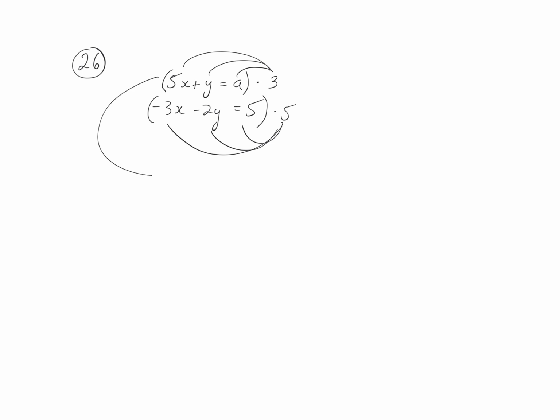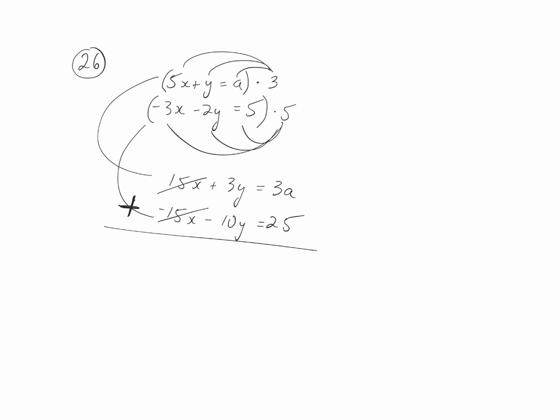And so for the first equation I get 15x plus 3y is equal to 3a. And for the next equation I get negative 15x minus 10y is equal to 25. I think the answer will be A because it's the only one that has a 25 in it. When I add these equations together, these go away, and I end up with negative 7y equals 3a minus 25, and I can see now that it will be A.